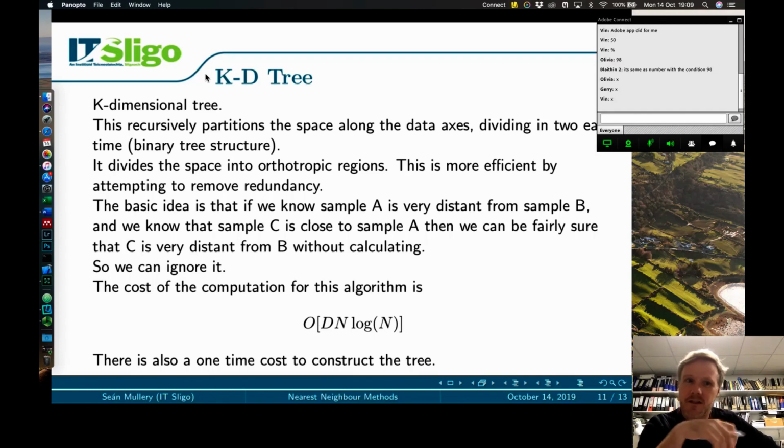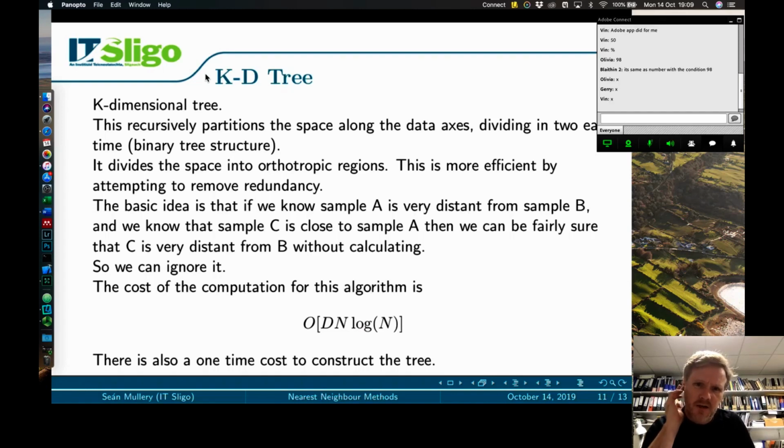So the basic idea is that if we know sample A is very distant from sample B, and we know that sample C is close to sample A, then we can be fairly sure that C is very distant from B without actually doing that calculation, and therefore not including it from that point of view. So by having the space divided up in this way, we can be a little bit more sure that there are certain parts of it that we don't need to check. Okay, and this can make things a little bit more efficient. So we can ignore that data in that case.